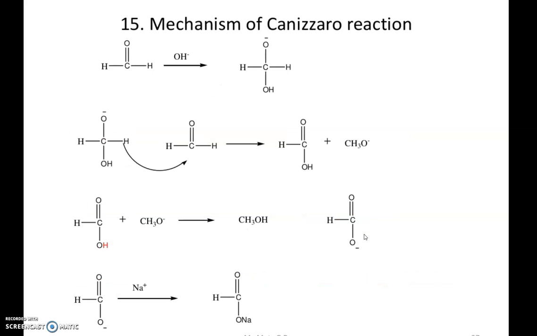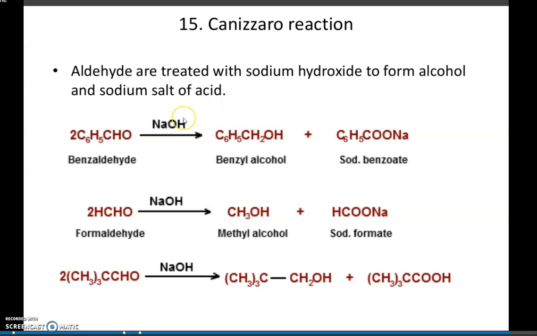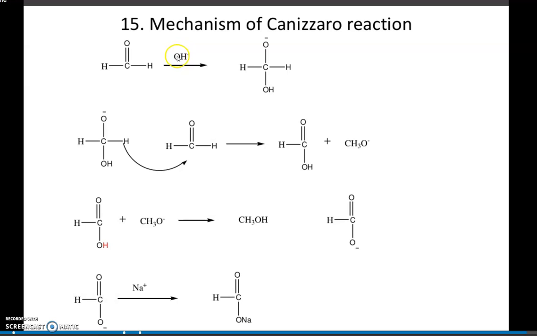Here you can see the mechanism. We know we are taking the base, so OH minus. The first step is OH minus will attack the carbon center, and the bond will shift to O minus. In the second aldehyde, this H will attack here, and we will get the compound, with CH3O minus eliminated here. Here it will attach, O minus again shifts, and this hydrogen will be removed here.